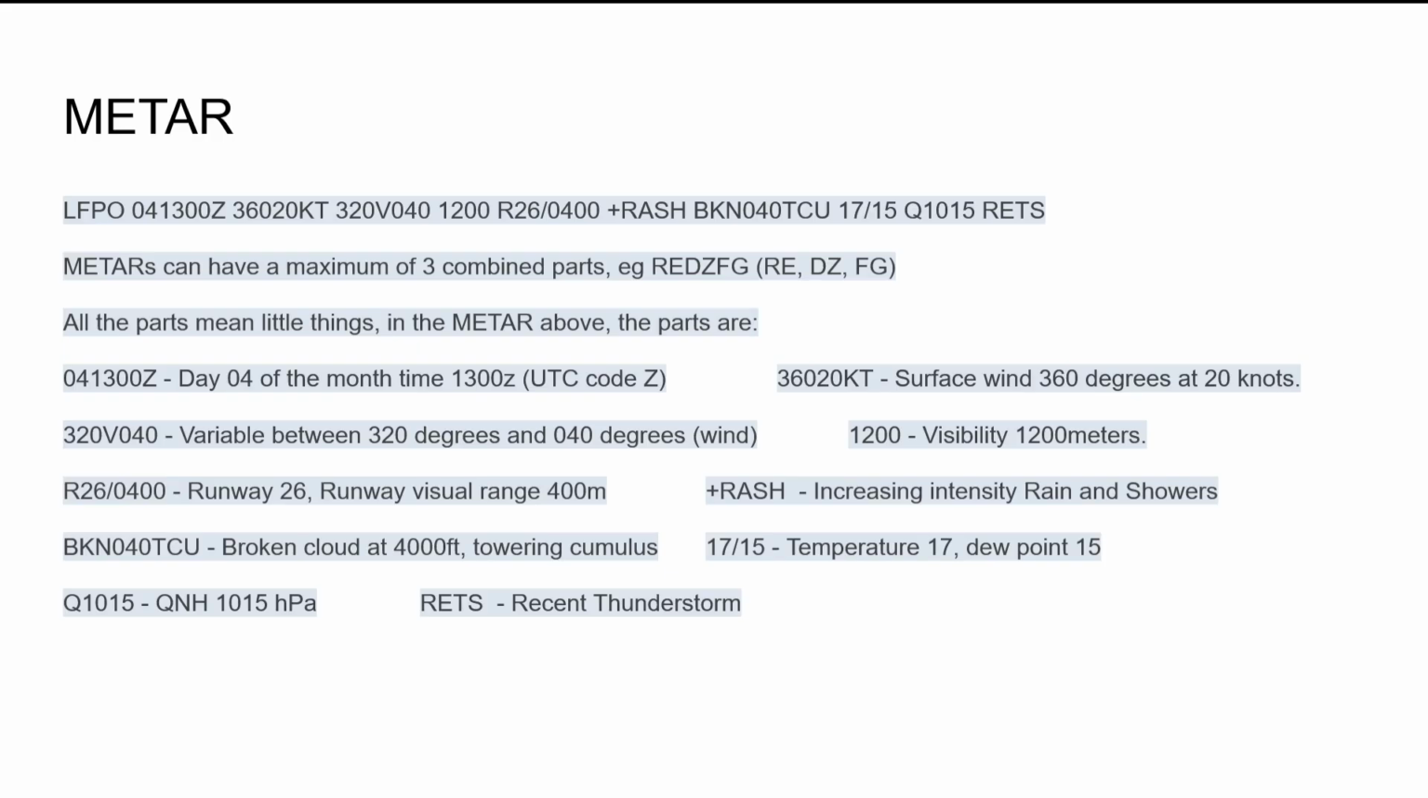So in this METAR we have Lima Foxtrot Papa Oscar, which is the ICAO code. I think this is Paris Orly, I could be wrong. The date is 04. The time is 1300 Zulu. The wind is 360 degrees, 20 knots, varying between 320 and 040. We have 1200 meters of visibility. And on runway 26 we have an RVR, a runway visual range, of 400 meters. So we can only see 400 meters from runway 26.